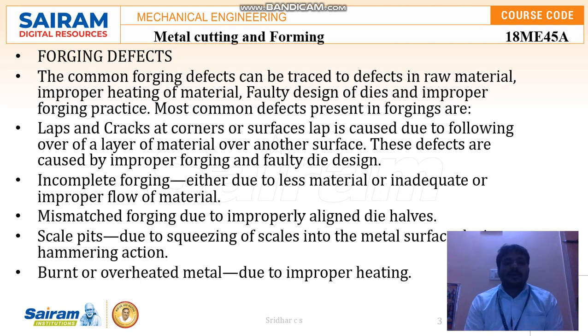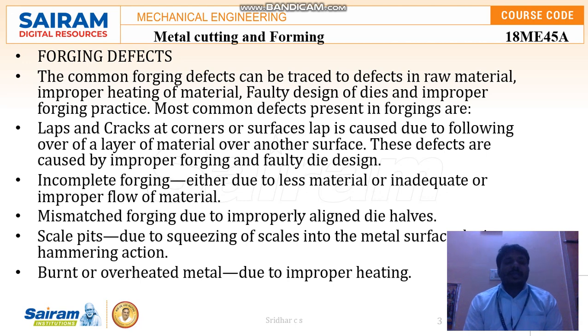So next, the most common defects present in forging are laps and cracks at corners or a surface. A lap is caused due to the folding over of a layer of material onto another surface. These defects are caused by improper forging and faulty design. See, these laps and cracks are obtained because of improper forging and improper die design.